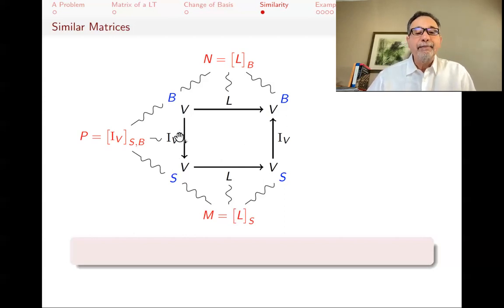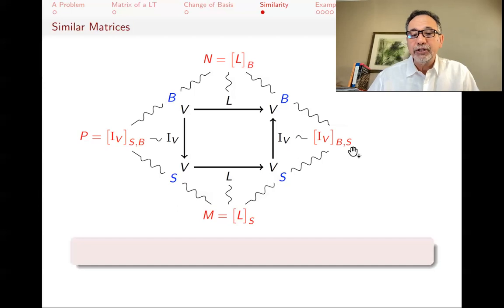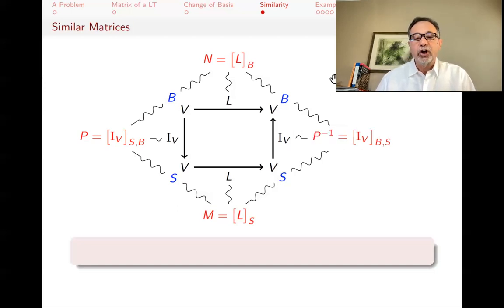But the identity linear transformation also has a matrix, and its matrix is the change of basis matrix from B to S, which I'm calling P. And the other one also has a change of basis matrix as its matrix, the change of basis matrix from S to B. And this one is the inverse of the other one. So I don't need a new name for it. I can just call it P inverse.